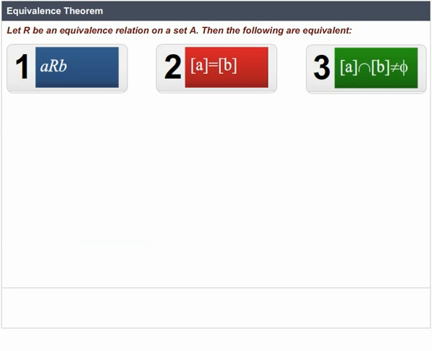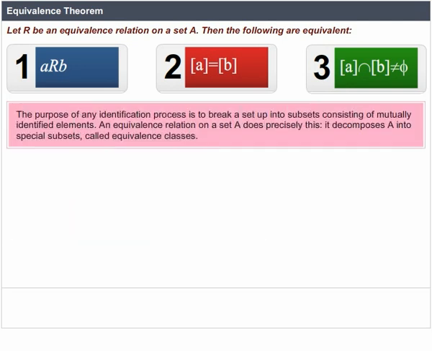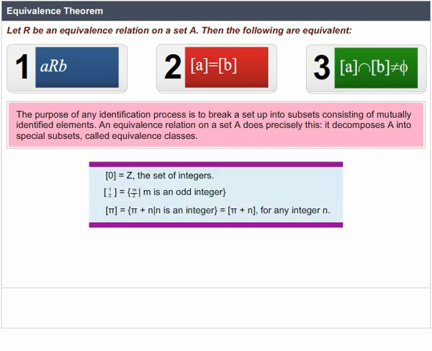The purpose of any identification process is to break up a set into subsets consisting of mutually identified elements. An equivalence relation on a set A does precisely this. It decomposes A into special subsets called equivalence classes. For example, the class of 0 equals Z, the set of integers. The class of 1 by 2 equals n by 2, where n is an odd integer. The class of pi equals pi plus n, where n is an integer, for any integer n.